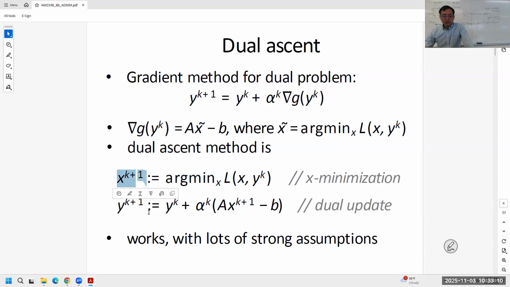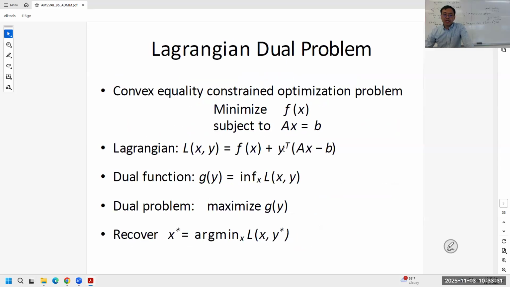So this is a primal problem, right? Then in the second step, given the x, we can update the y by maximizing the dual function. This is also called the dual update. The reason we cannot directly maximize is that the maximization is actually infinity, right?